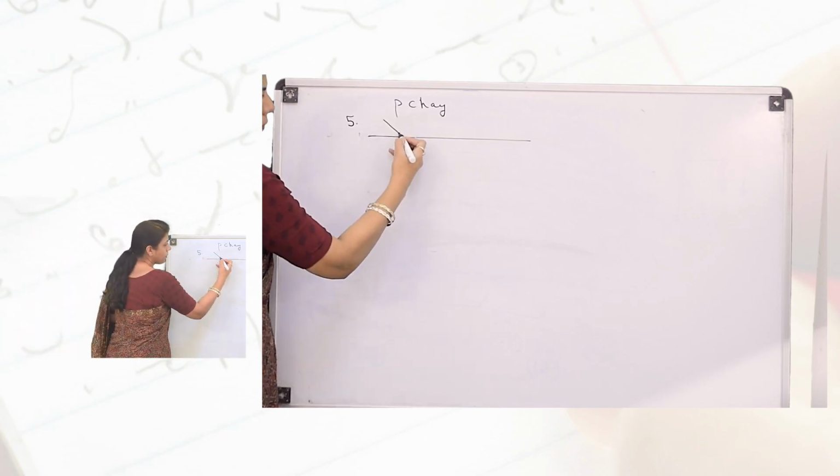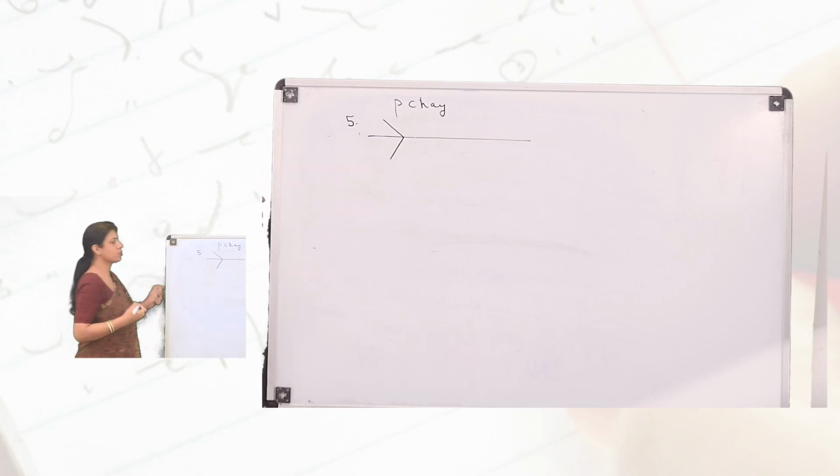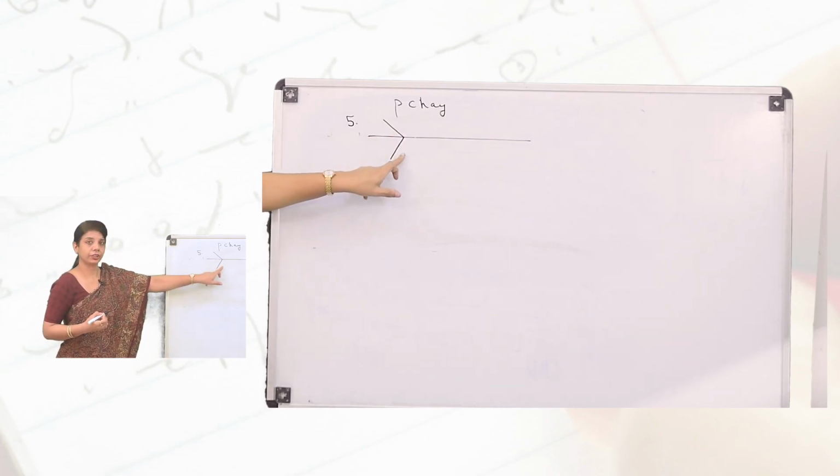This is how P is written. Wherever the P ends, Che begins. Che is again a downstroke, so it has to go towards the bottom. So this is how we have joined P and Che.